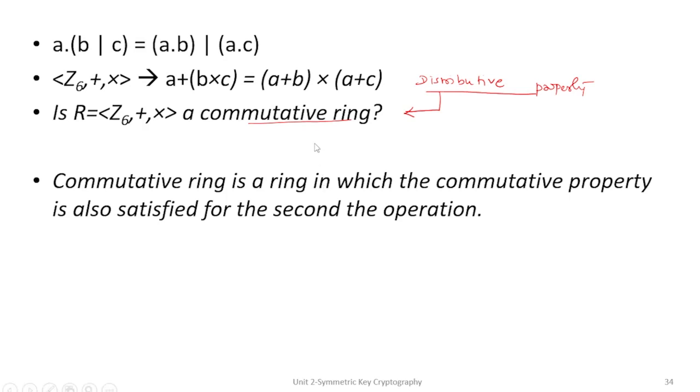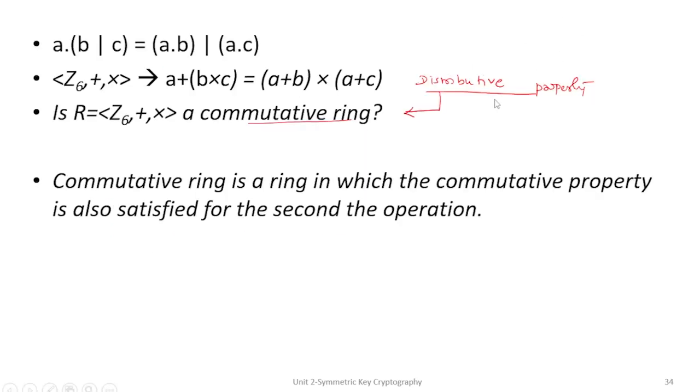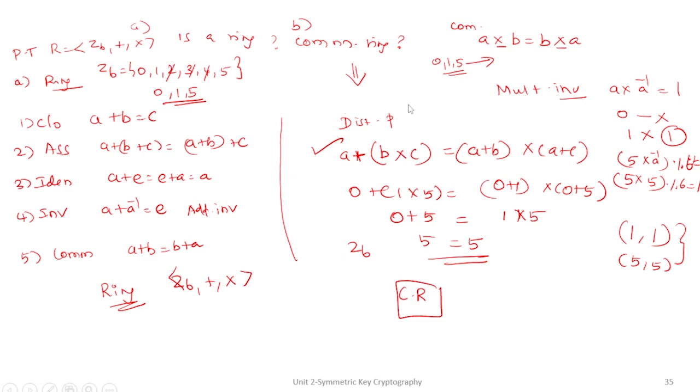Sometimes they can ask for a commutative ring. So if any question is asked as a commutative ring, we should prove, in addition to the previous 7 properties, the 8th property, the distributive property. So this is the example for a commutative ring with these notations.